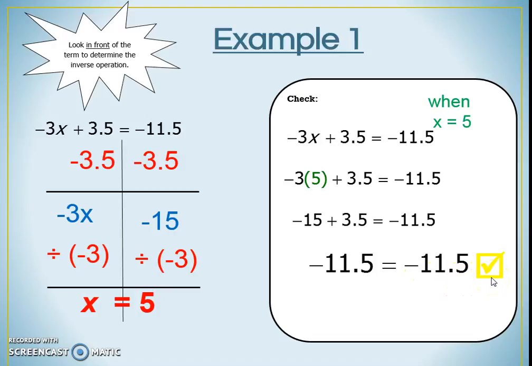Yes, we are correct. Now, if you did not get that negative 11 and 5/10 equals negative 11 and 5/10, if you got something else on your left-hand side where you substituted in your solution, then that means that you did something wrong and you would have to go back and redo your solving. All right, let's move on to example number 2.